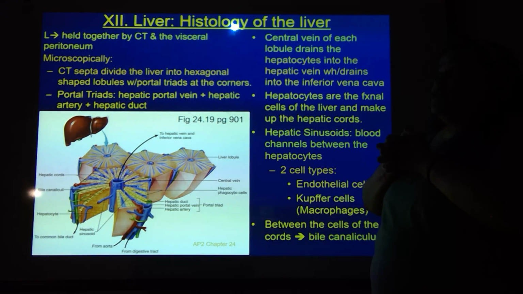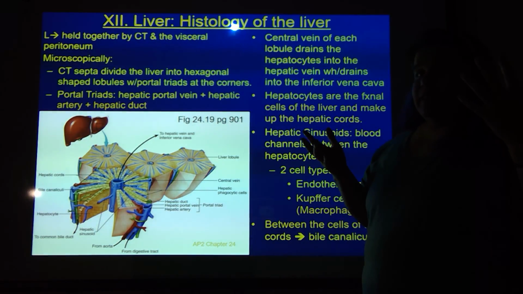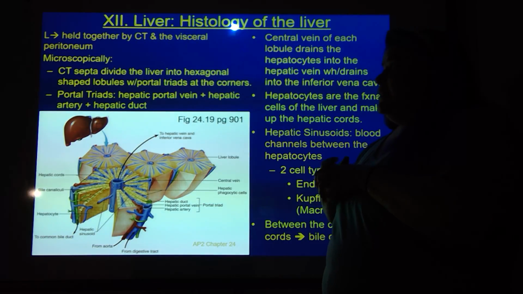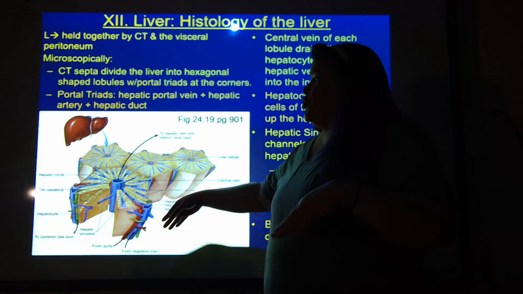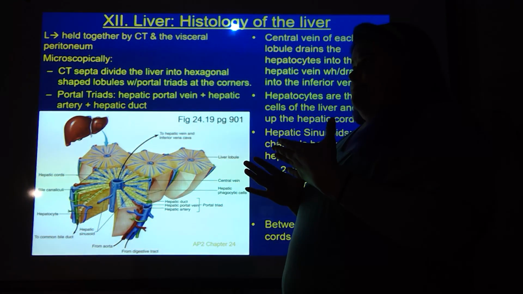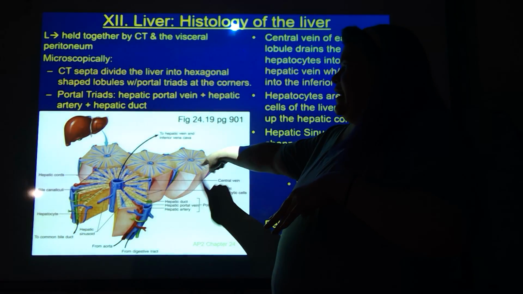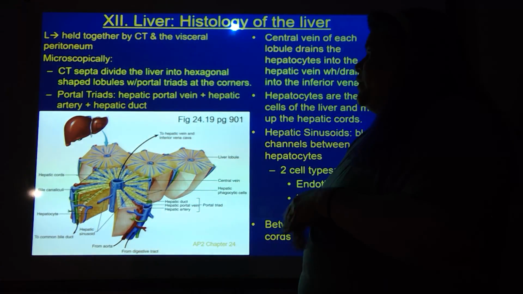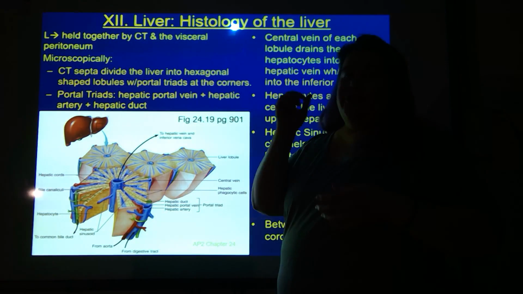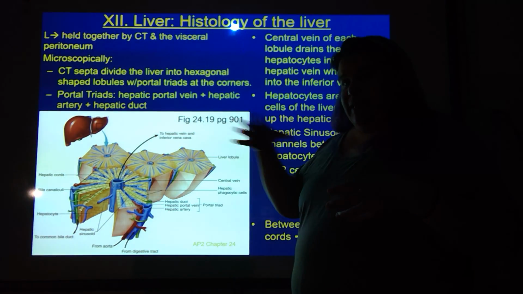The liver is actually held together by connective tissue, as well as the visceral peritoneum. Remember that layer. Microscopically, you've got these connective tissue septa, the sections that divide the liver into these hexagonal shaped lobules with the portal triads at the corner. If you look at every corner, there's a portal triad. You've got an artery, you've got a vein, and you've got the hepatic duct at every corner.